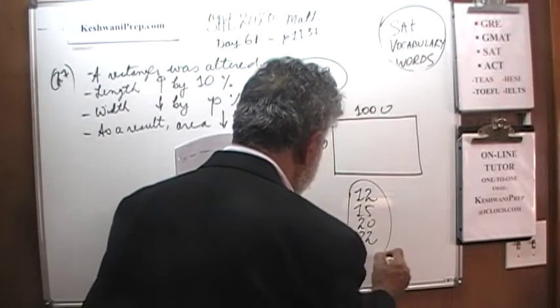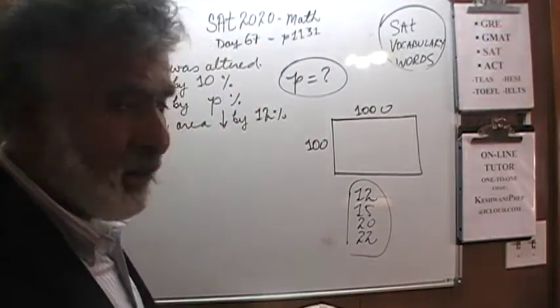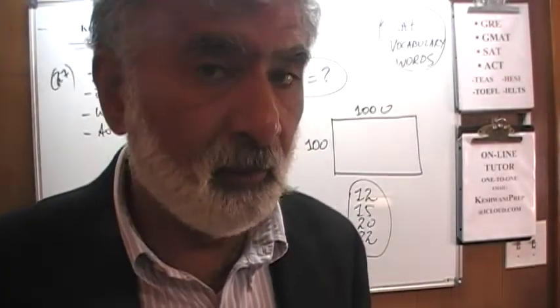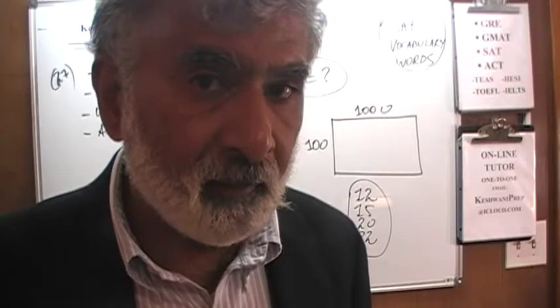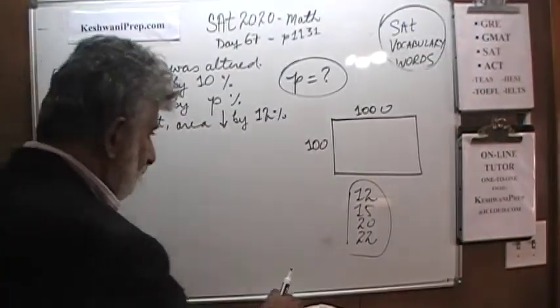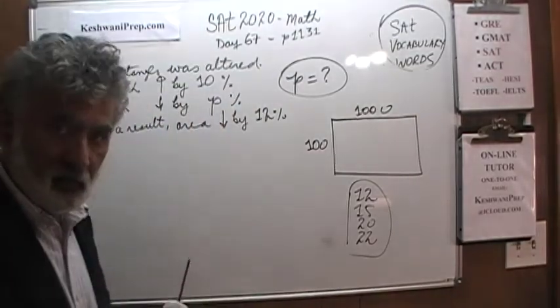There are 4 answer choices here. So the thing to do here is to pick one answer choice. The answer has to be one of these 4 answers. So we're going to pick one number, put it back in the problem, and see where it goes. Do you understand? Now, before we go anywhere, let's do one more thing here.